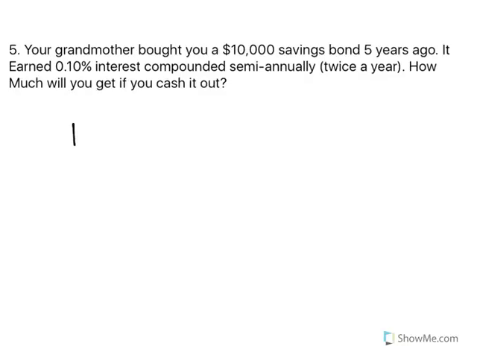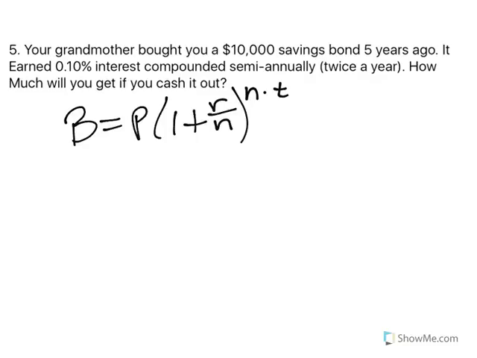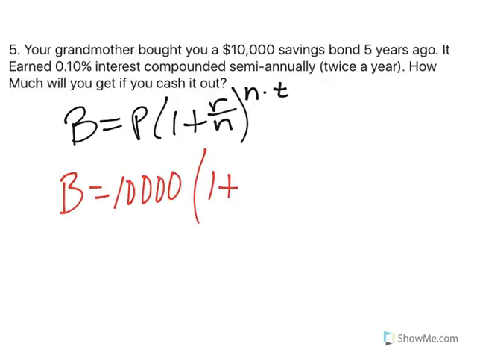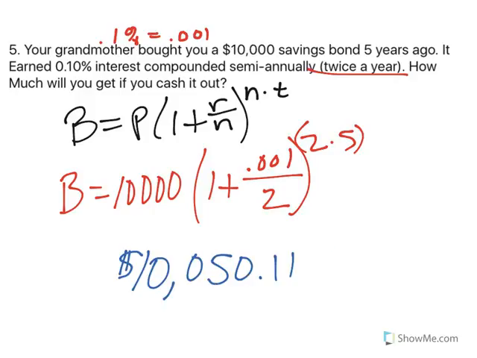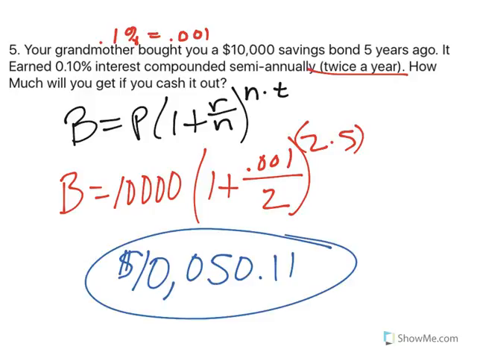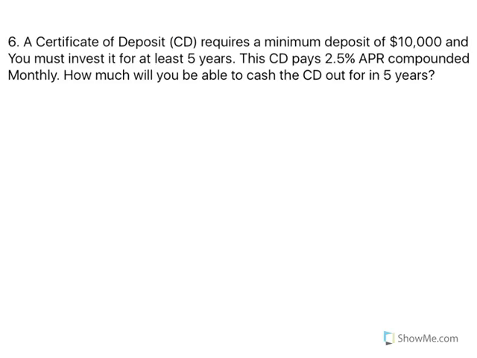So think about that. We're dealing with balance, principal, 1 plus the rate divided by number of times, and then n times t is my exponent. So principal is $10,000. 1 plus my interest rate. Now, 0.1% is 0.001 as a decimal. So I got 0.001 divided by 2, right? Twice a year, raised to the 2 times 5 power. So when I plug that in, I end up with $10,050.11. So we're really only earning $50 in interest over those 5 years, but it's free money, right? You didn't do anything for it.